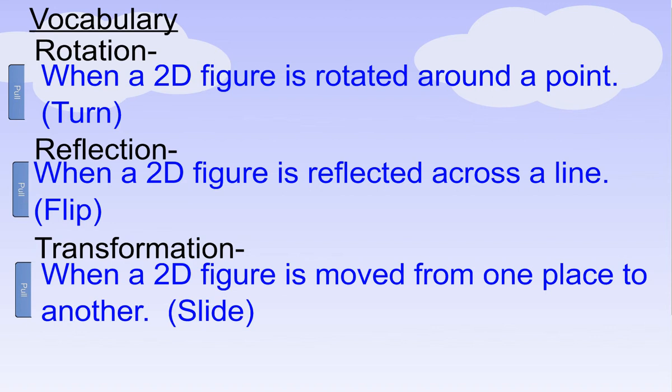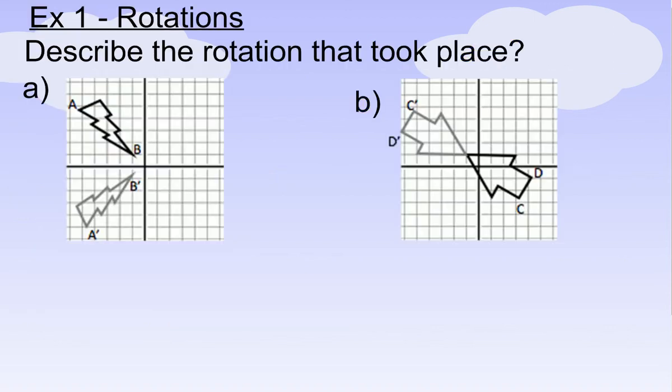So this lesson is just devoted to looking at images and identifying, is this a rotation, a reflection, or a translation? So let's see. The first one here says, describe the rotation that took place. So this is my pre-image. This would be my image. The pre-image is the first one, the thing that happened first. The image is what happened after the transformation took place.